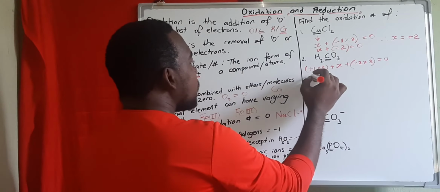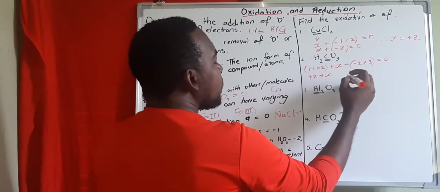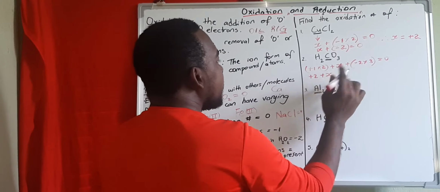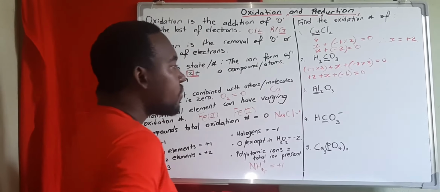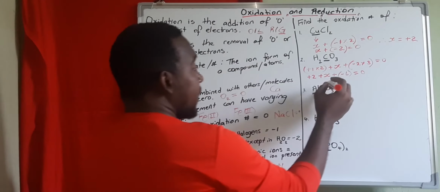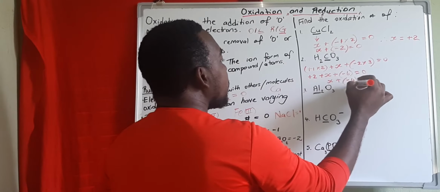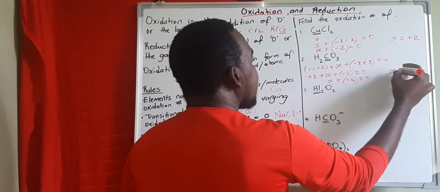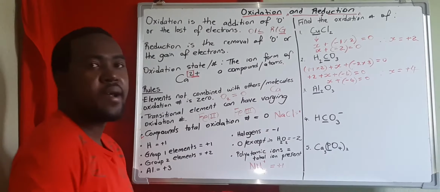So 2 times 1 is +2 plus X, and 3 times 2 is 6, so that's -6. Let's put the plus here, plus -6 equals 0. So if we have +2, -6, we get a -4. So we have x plus -4 equals 0. So if we take over the -4, we have x of carbon is equal to +4.